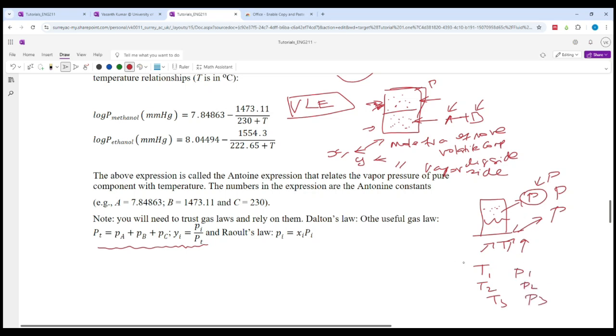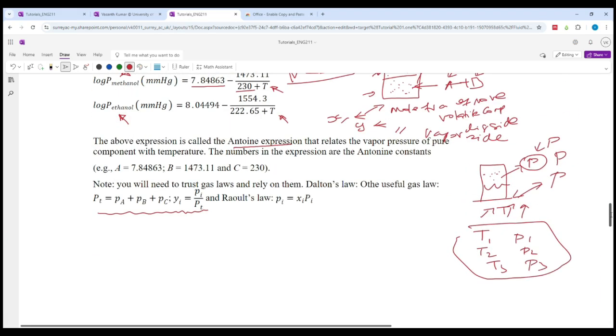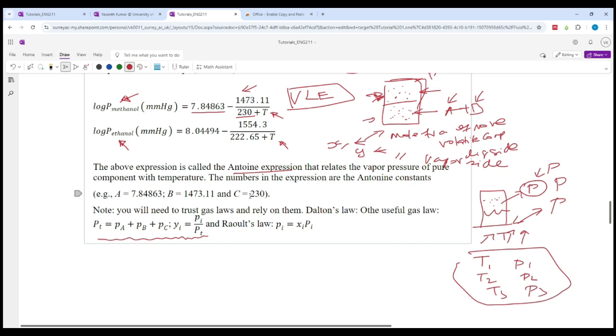The relationship between these quantities follows this particular expression, the Antoine expression, and these are the constants involved in the Antoine expression. This is nothing but your temperature. So temperature versus vapor pressure of pure methanol, and we have the temperature versus the vapor pressure of pure ethanol, and we have some relationship connecting these two parameters. This is nothing but the Antoine expression. I explained what's what. These constants are nothing but Antoine constants.